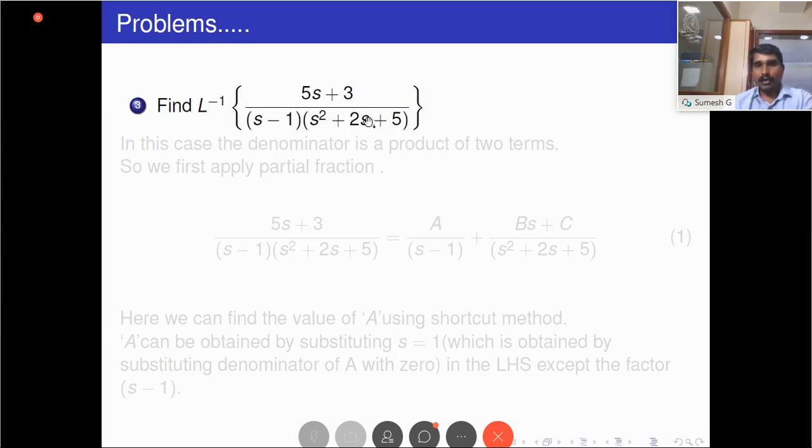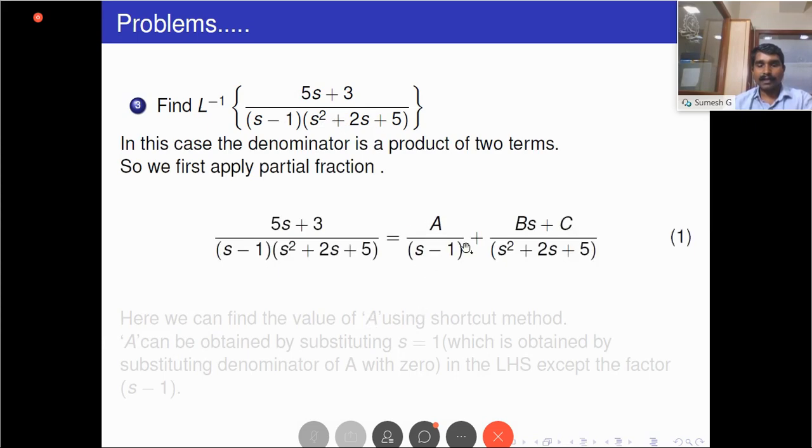First we look into the denominator. In this case, the denominator is a product of two terms, in which one term is of first degree and the second term is of second degree. This second degree term cannot be factorized in terms of real terms. So first we have to apply partial fraction, and this is the partial fraction.